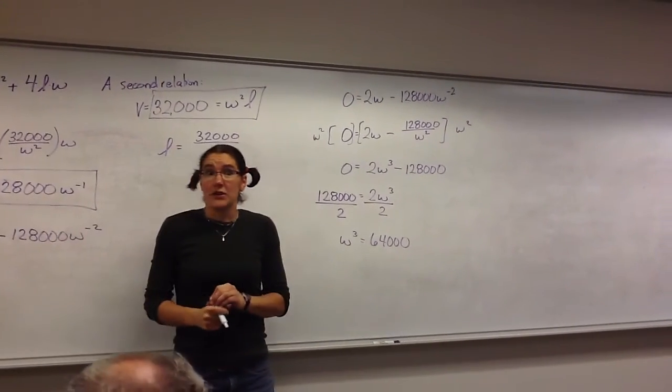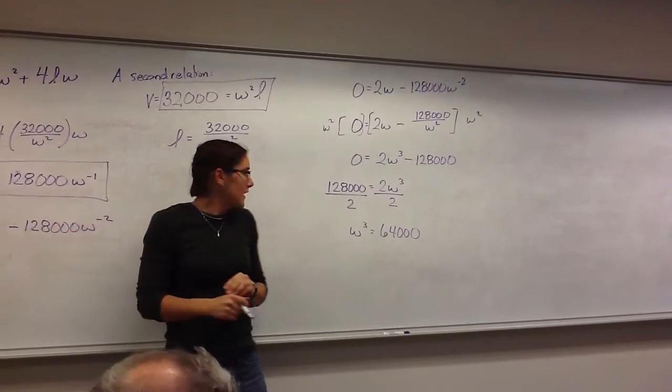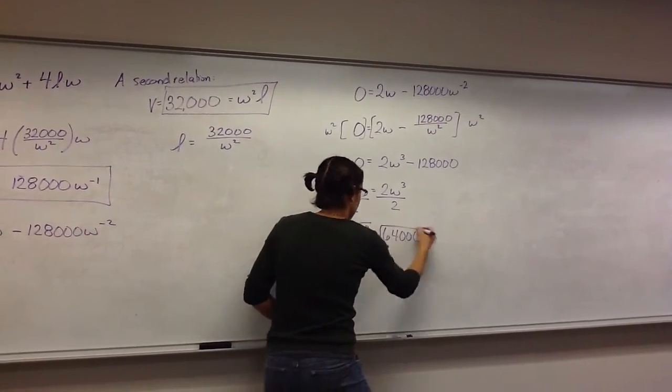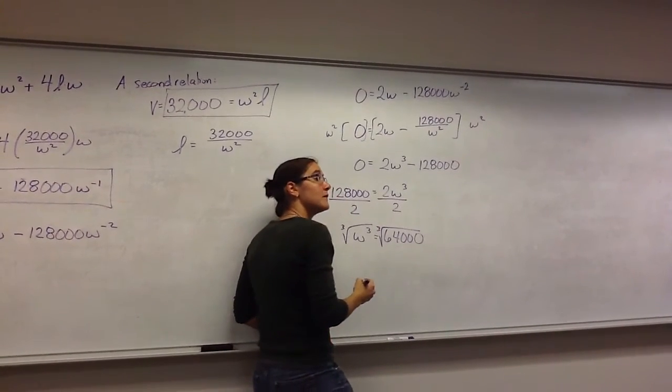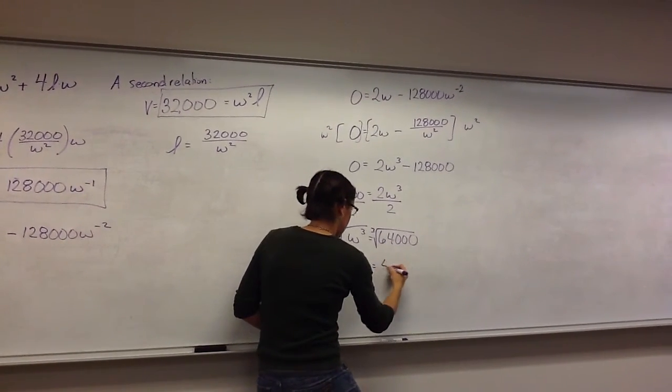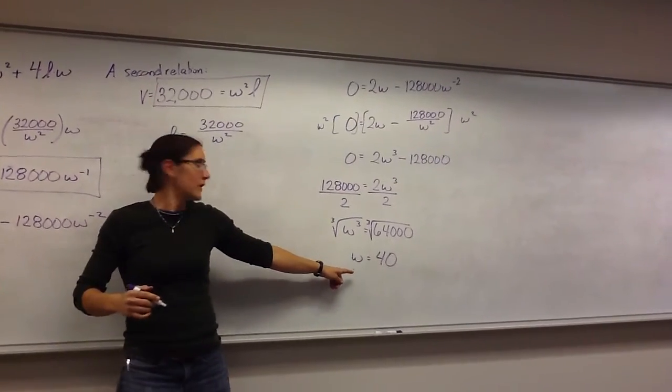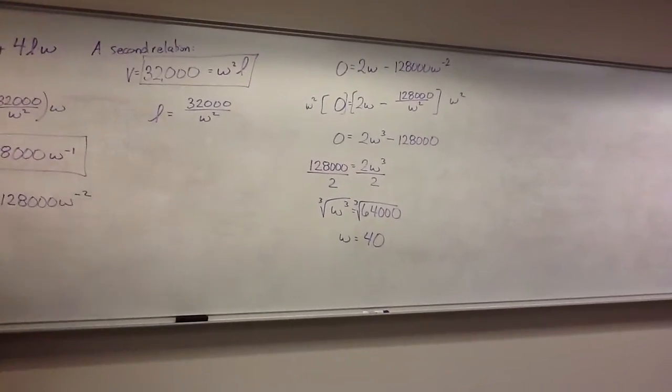So now the next question becomes, and I see everyone going for their calculator, finding the cube root of 64,000. 40? So getting a value of W equals 40. Do I have a second on that number? Yes. Okay, great. So W is equal to 40.